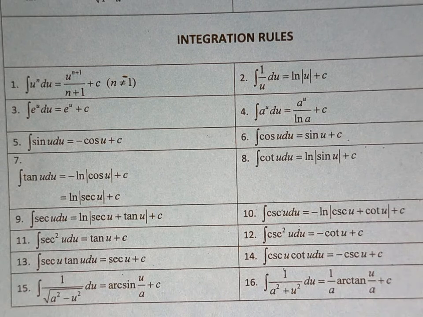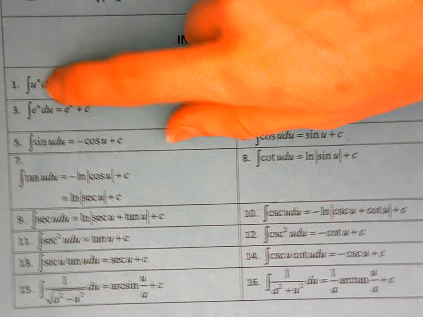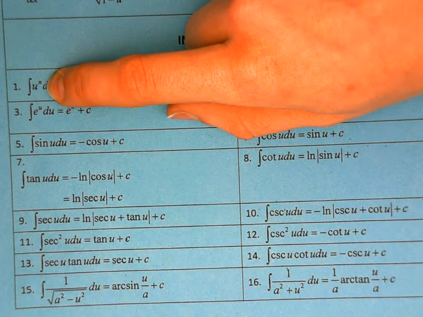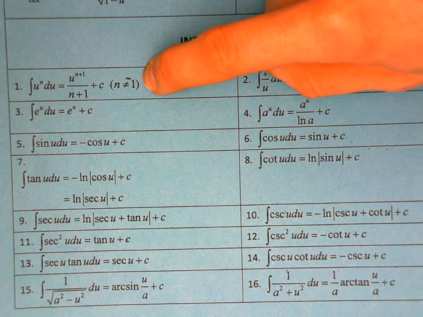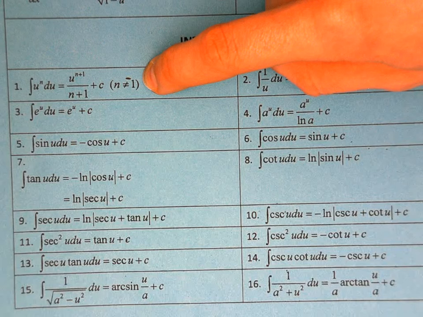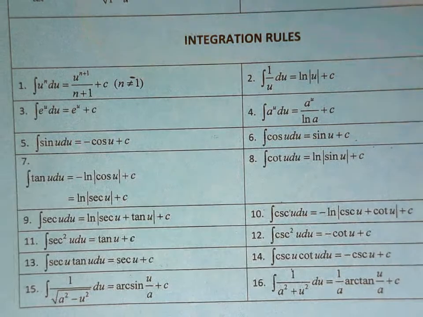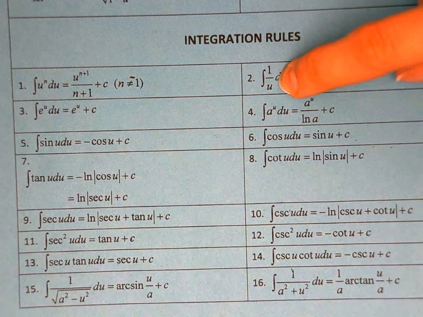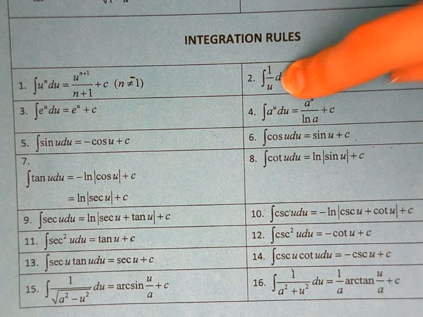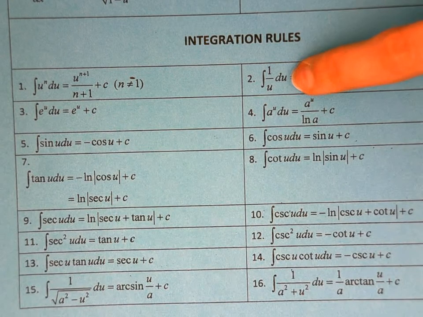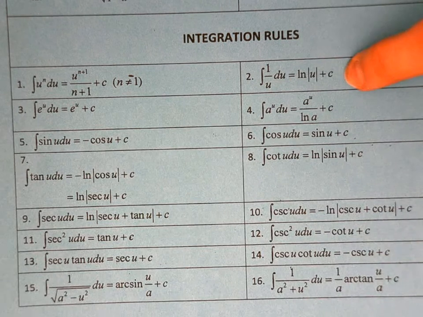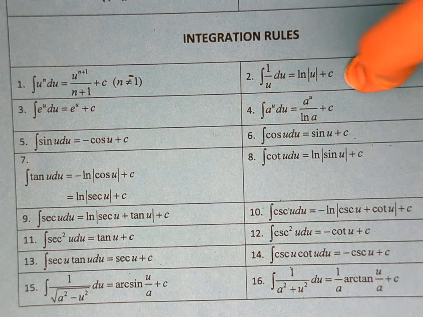For example, if you have a problem and you can rewrite it in this form, a singular variable to an exponent, as long as that exponent isn't -1, then you know you're going to use the power rule to solve the problem. Or if you can rewrite the problem in this form, 1 over a singular variable, which would be a singular variable with an exponent of -1, then we know we're going to use the log rule for integration.